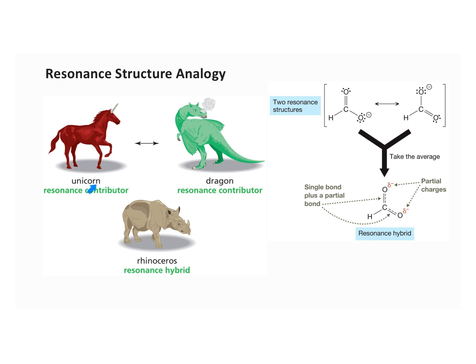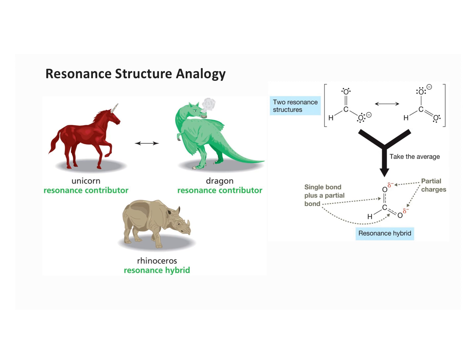So we have a unicorn and a dragon, and these are resonance contributors. These two molecules are fictitious. They don't actually exist. But if you were to blend these two together, what you would find is that you would have maybe a rhinoceros, which does exist. And so this molecule does exist. It's a blend of these two Lewis structures.